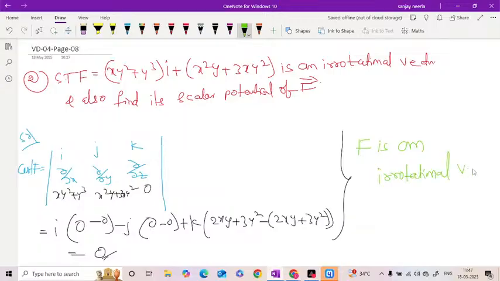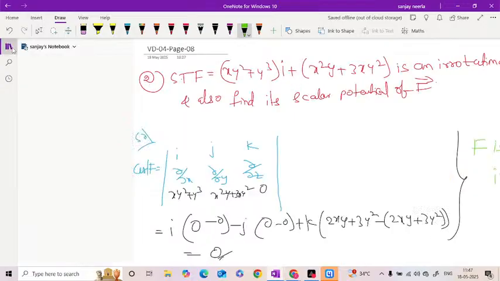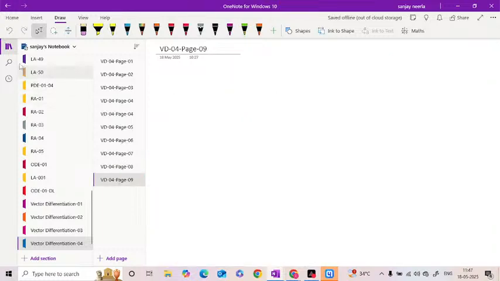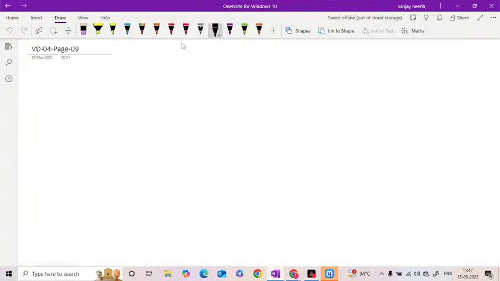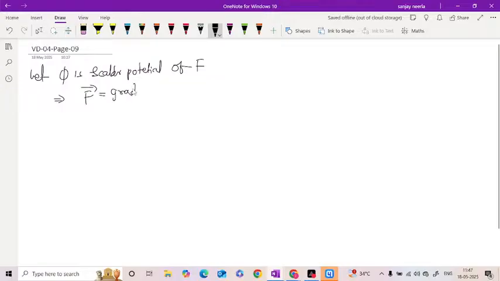Irrotational vector. Next one, you have to find its scalar potential. So, finding the scalar potential. Now let us assume pi is the scalar potential of f. Then what is the statement? This f is equal to gradient of pi.